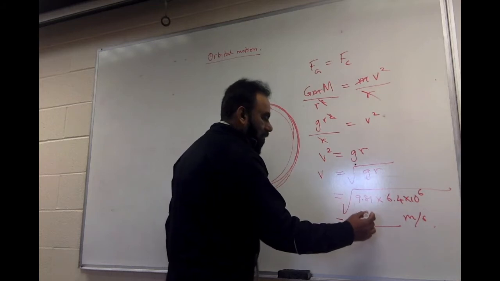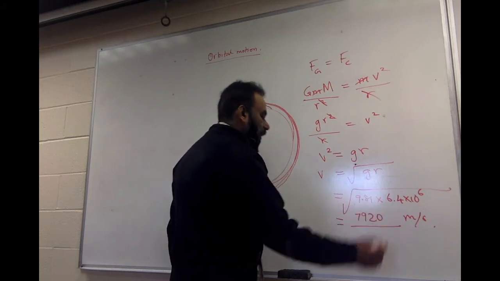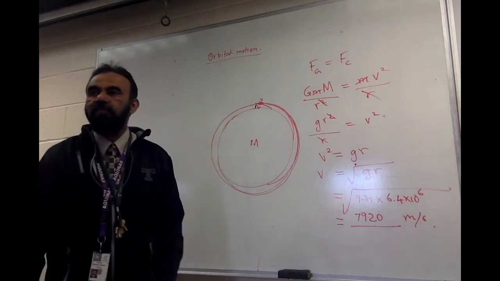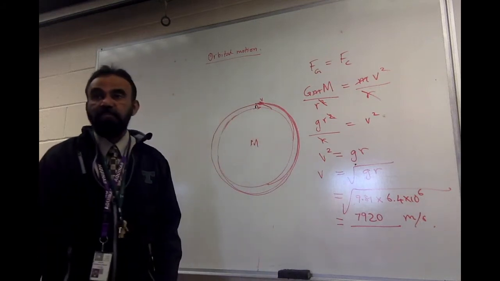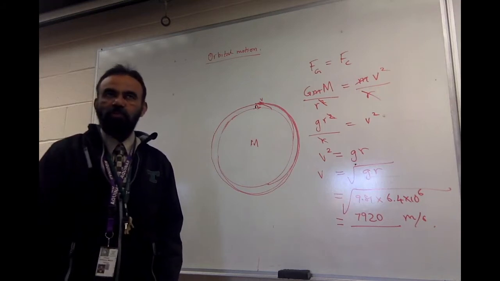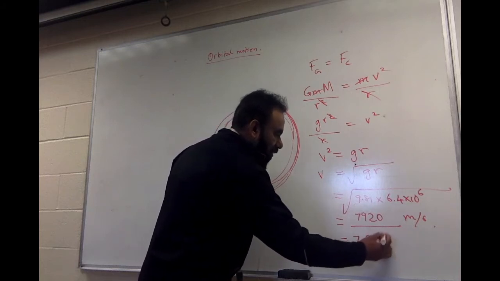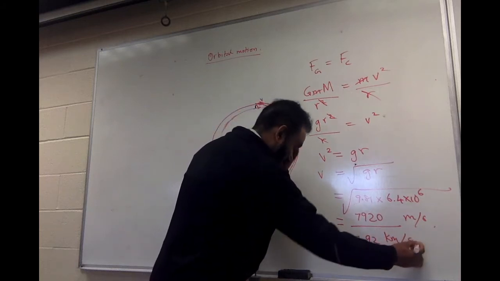7,919.60. Yeah, almost 7,920. I'm rounding it up. 7,920 meters per second. That's the speed at which you're supposed to go. Which will be how many kilometers per second? It is 7.92 kilometers per second.